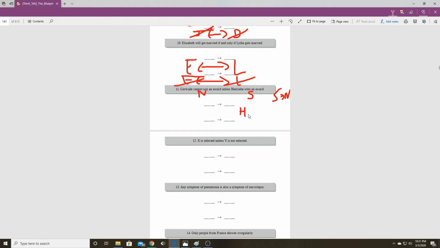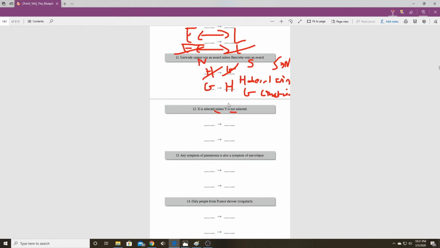So, if Henrietta doesn't win an award, and the necessary clause is the same, G cannot win. So basically, Henrietta doesn't win, G cannot win. So what has to be the contrapositive? Gertrude wins, it means Henrietta won. Obviously, we know this is sufficient, this is the necessary. So unless Y is not selected.